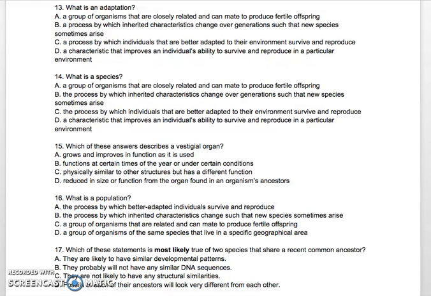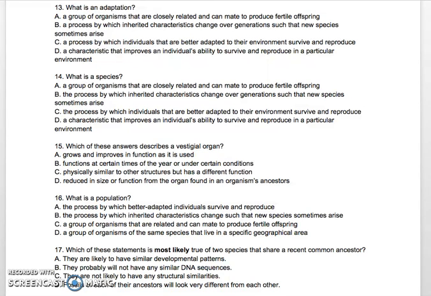Number 16. What is a population? A. The process by which better adapted individuals survive and reproduce. B. The process by which inherited characteristics change such that new species sometimes arise. C. A group of organisms that are related and can mate to produce fertile offspring. D. A group of organisms of the same species that live in a specific geographical area.